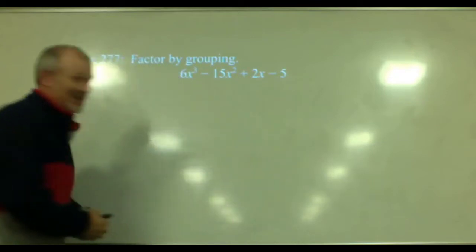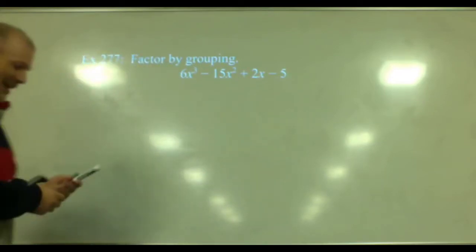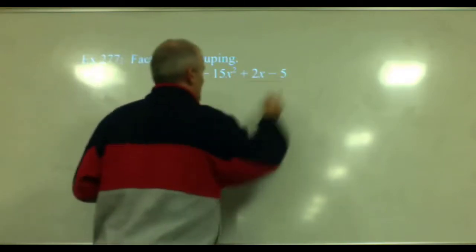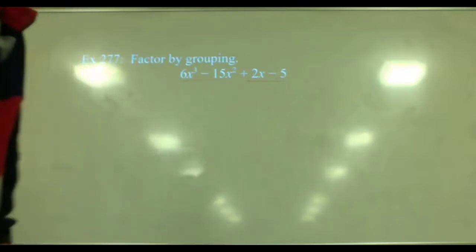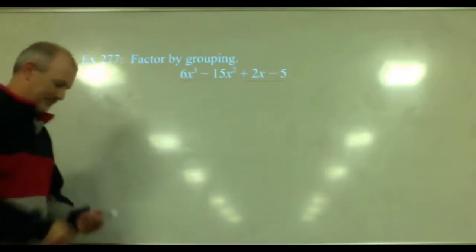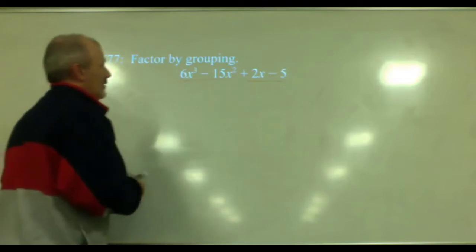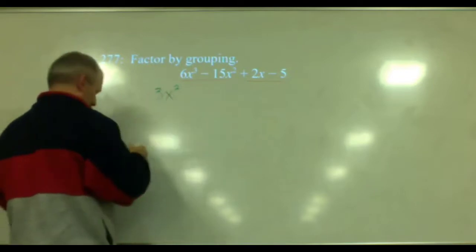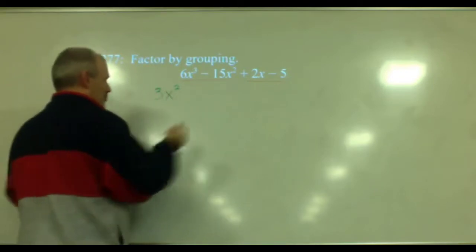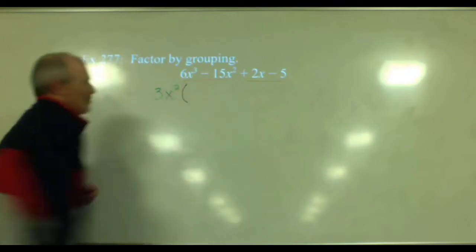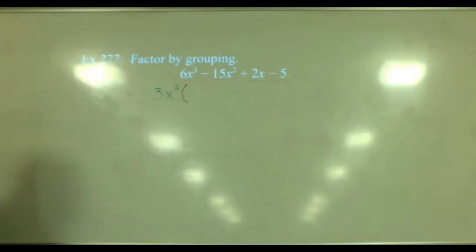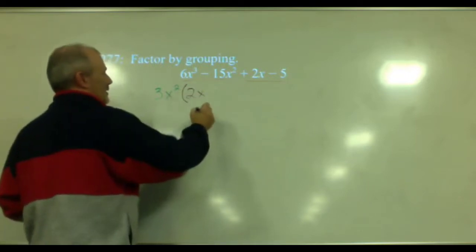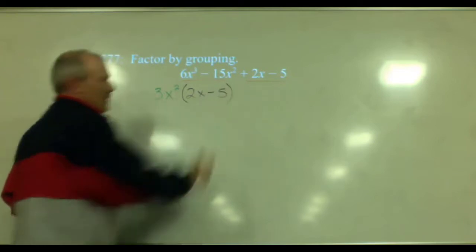All right, let's go to this last one. And let's look at factoring by grouping. Group the first two, group the last two. What do we see that we can factor out of the first group? An x squared and a 3. So we're going to factor out 3x squared. What's going to be left when we factor out that 3x squared? 2x minus 5. Everybody okay with that?